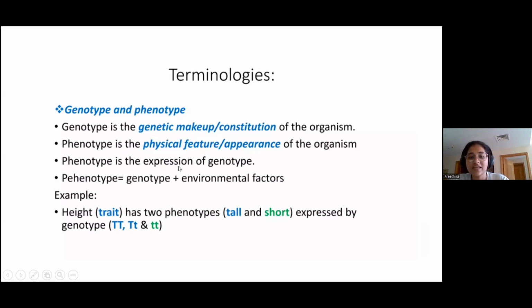So phenotype is the expression of genotype, but phenotype also has some environmental factors that play a role. Genotype is just what you inherit from your parents, but phenotype is an influence of both genotype and environmental factors. So even if both the parents are of medium height or short, the offspring can be tall. And this is when environmental factors play a role.